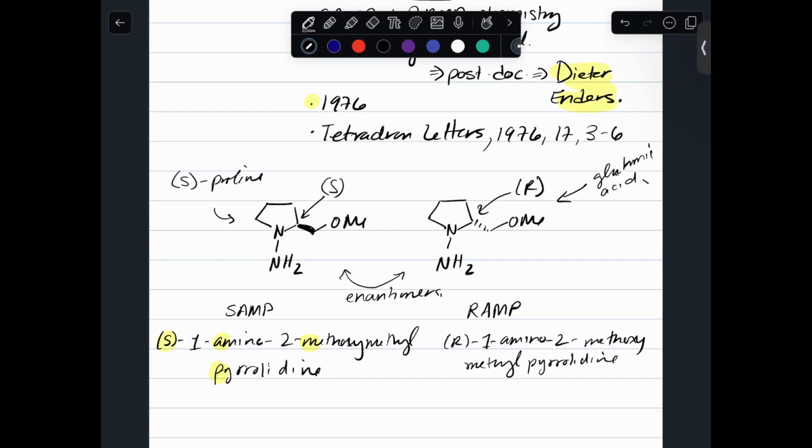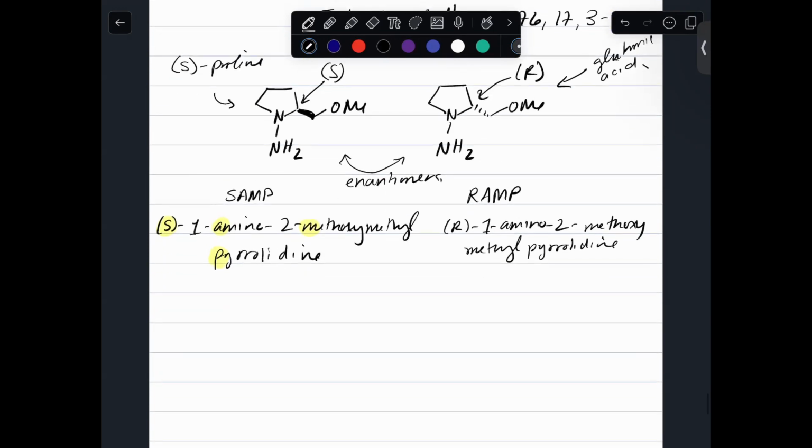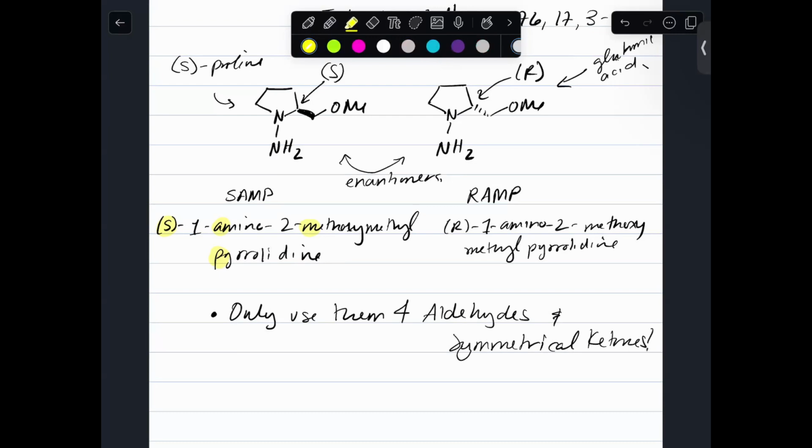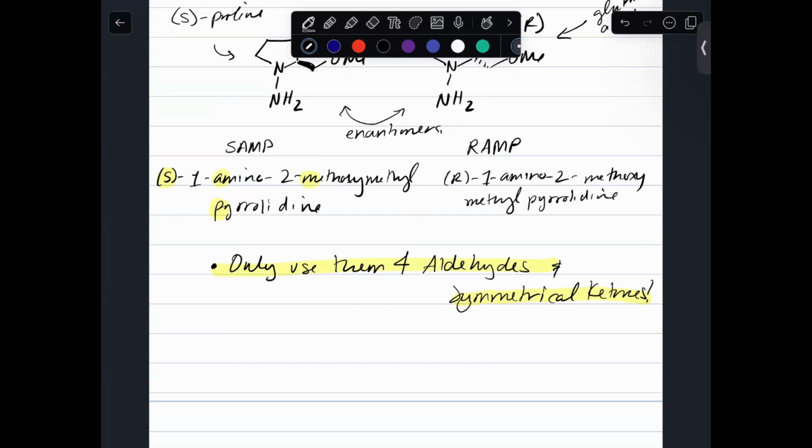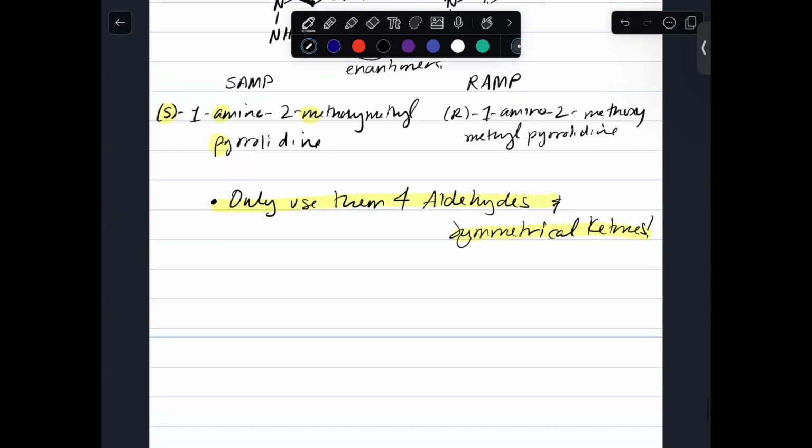And so these two molecules can also be used for alpha alkylation and setting stereocenters, but they are very specific. And what I mean by that is that you can only use them for aldehydes and symmetrical ketones. And let me go ahead and highlight those. So you're limited on the type of carbonyl compounds that you can use them with. So let me go ahead and introduce this.